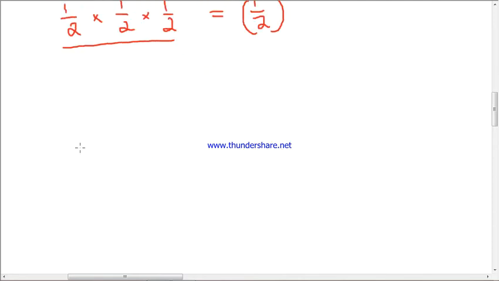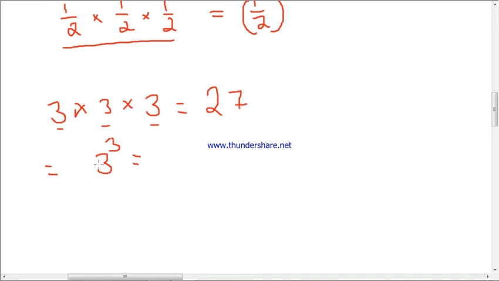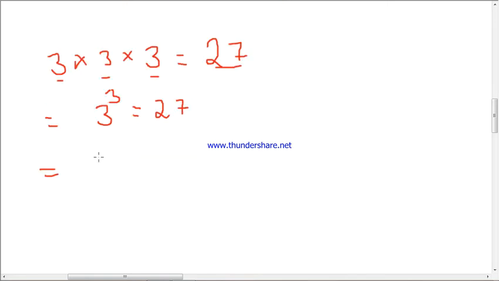Now let's continue. If I take 3 multiplied by 3 multiplied by 3, it can also be written as 3 raised to the power 3. Do you agree? The result is how much? 3 into 3 is 9, 9 into 3 goes to 27. This means 3 raised to the power 3 is 27. If I expand and multiply, I'll get 27 as the result. Therefore, this 3 is actually the cube root of 27.